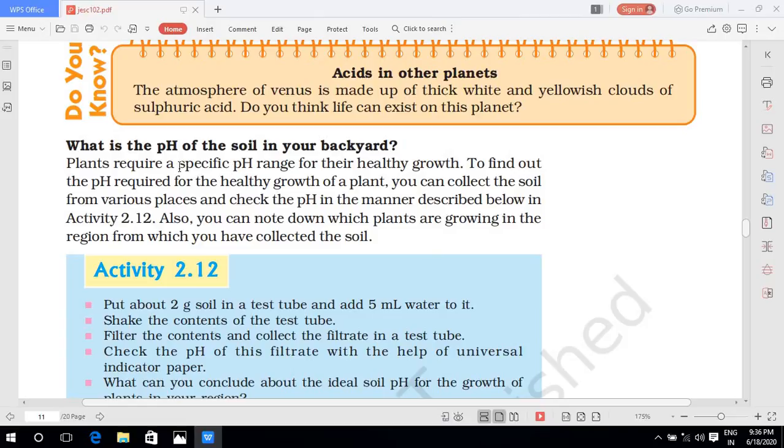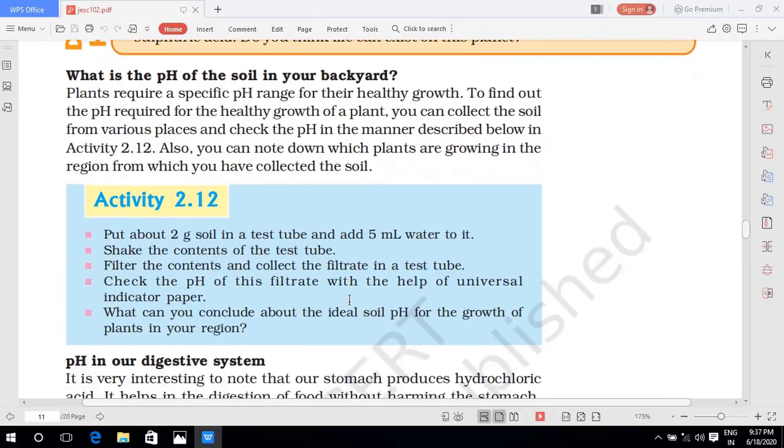Now what is the pH of the soil in your backyard? This is just a discussion question, which tells us that there is a certain limit for the soil to have. If the pH is too high or too low in number, it's not good for the plant to grow.